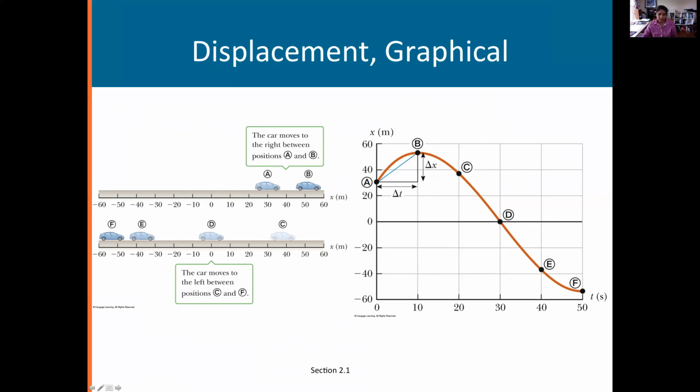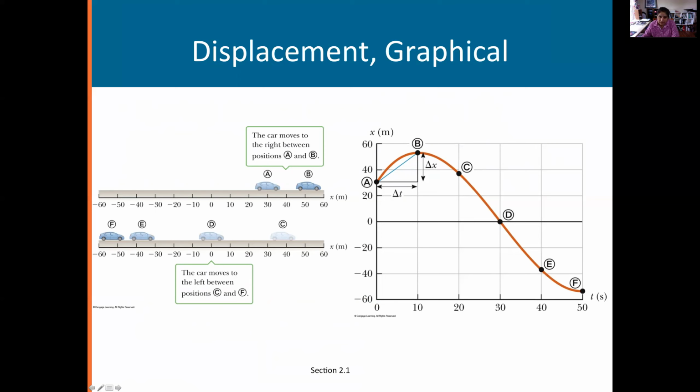On this axis, we're actually going to mark its position in the x direction. So even though this is normally the y-axis, what it's showing you in this graph is the position of the object along the x-axis. Hence, we call this x meters, okay? Those are the units. It's starting at 30 meters. So at time 0, the car is at 30 meters, which is right here. And this is our position A.